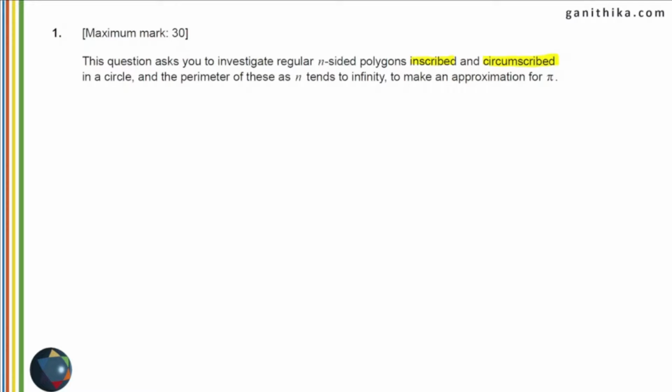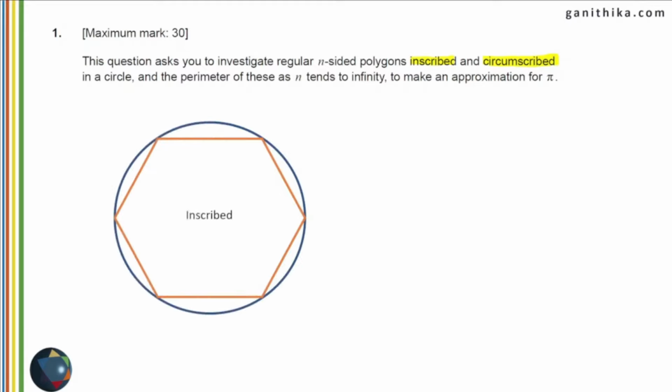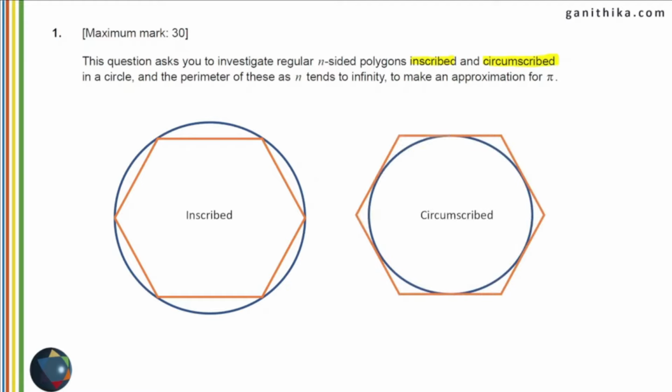But how are we going to do this? We are going to use regular n-sided polygons inscribed and circumscribed in a circle. Do you know what is inscribed? Do we know what is circumscribed? Inscribed is like this, where the polygon is inside a circle, and circumscribed is where the polygon is just outside the circle. So these are polygons inscribed and circumscribed in a circle. So we know these 2 words.